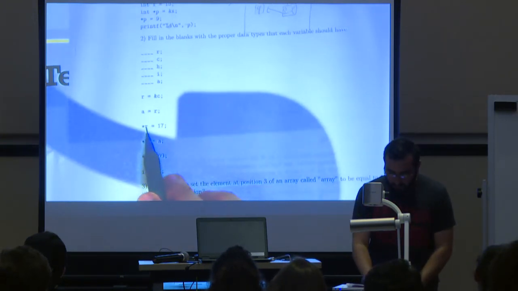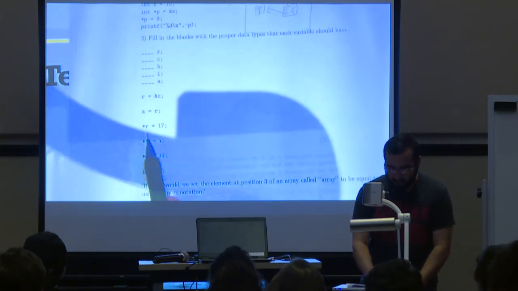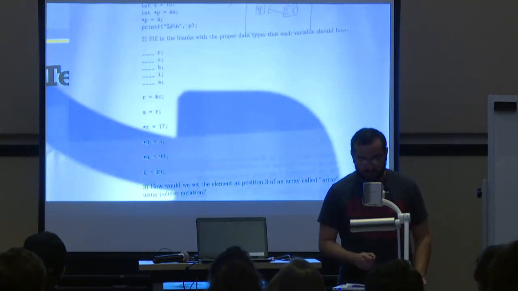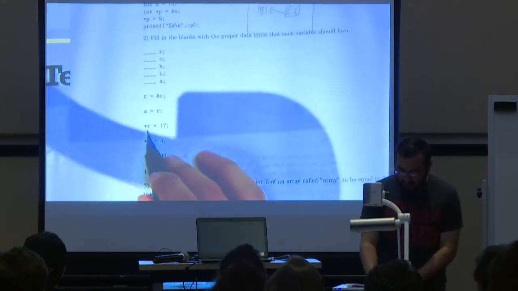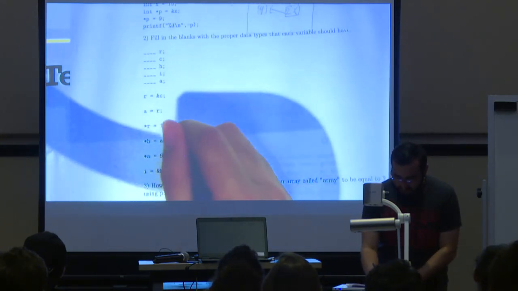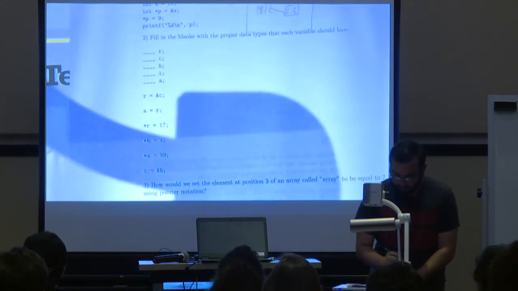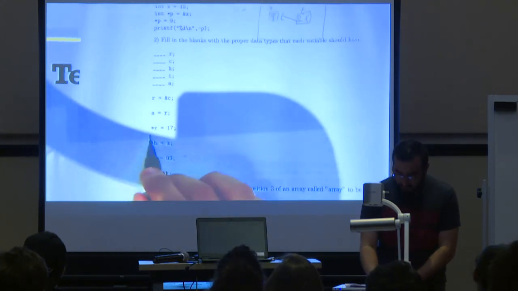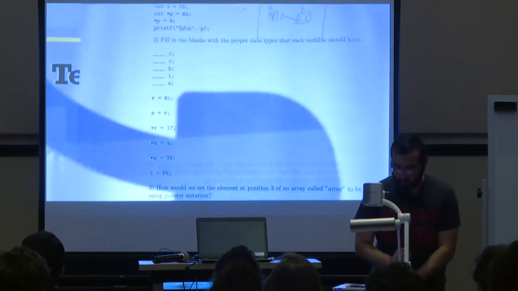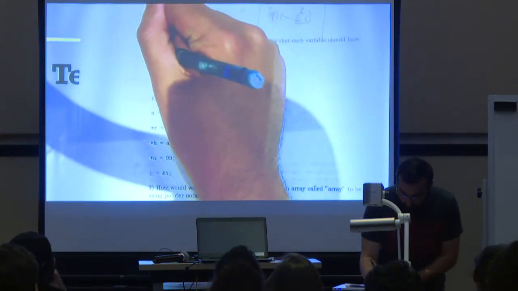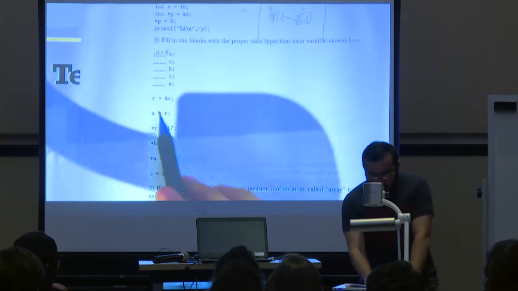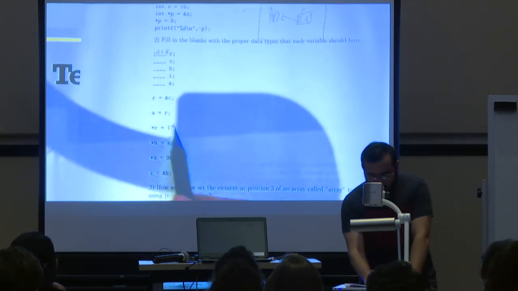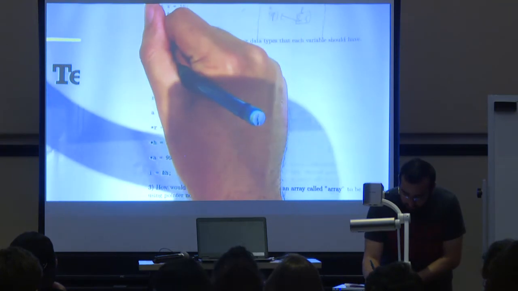Here we have star r is equal to 17. So we're dereferencing r and setting it equal to 17. If this line of code is valid, that means that whatever r is pointing to has to be an integer if we're assigning an integer to it. So that tells us right there, we know that r itself is an integer pointer. So we would say int star r. If r is equal to the address of c, and we know r is an integer pointer, and r is pointing to c, then we know c must be an integer.